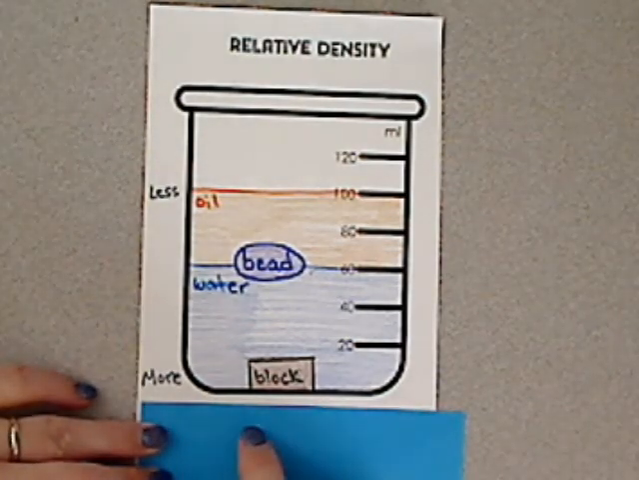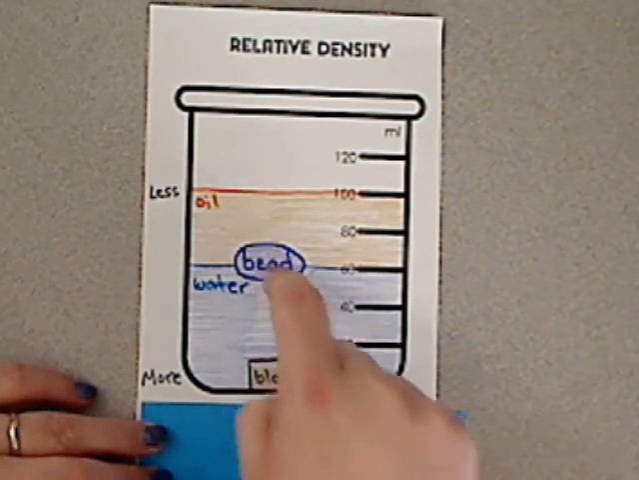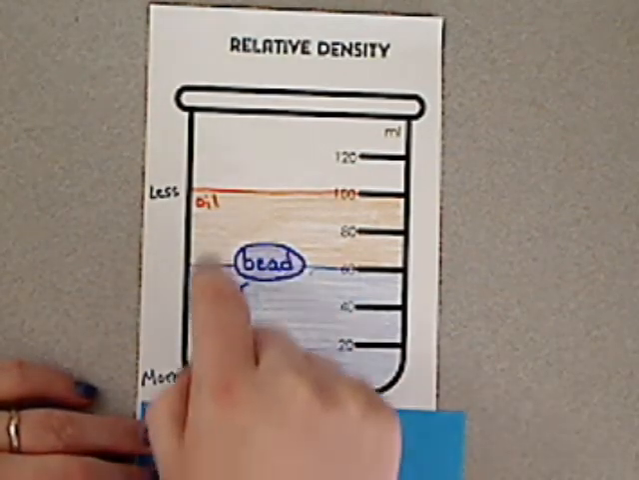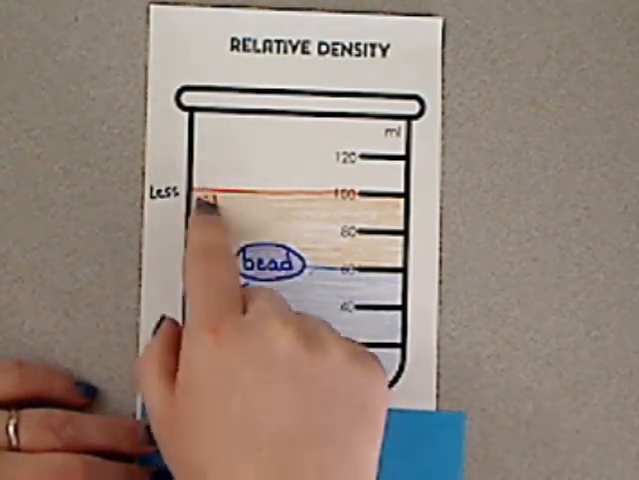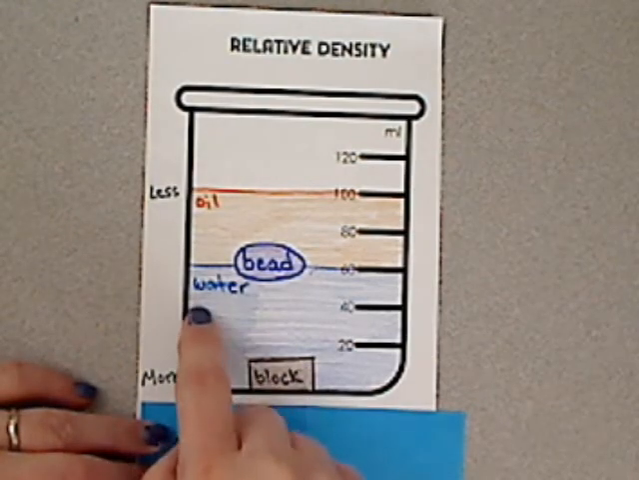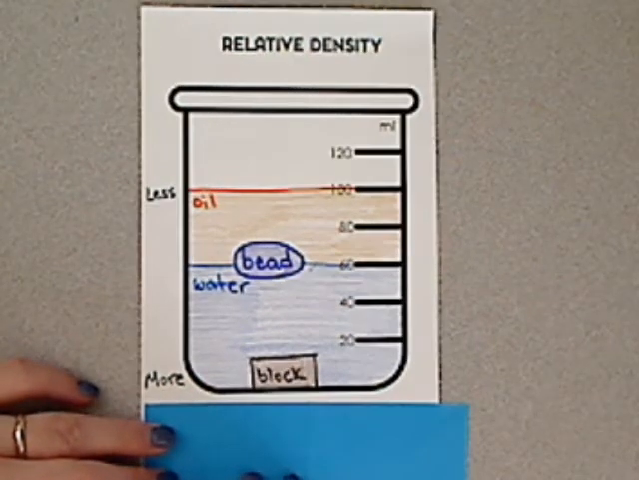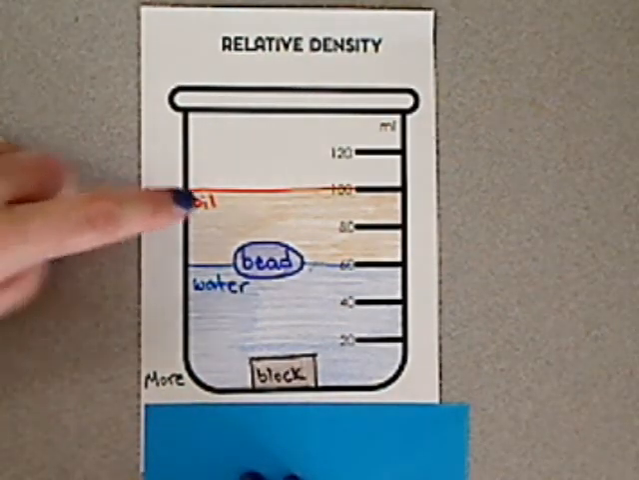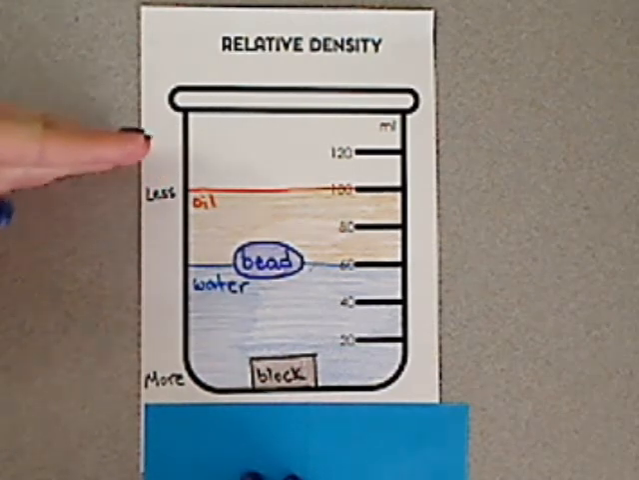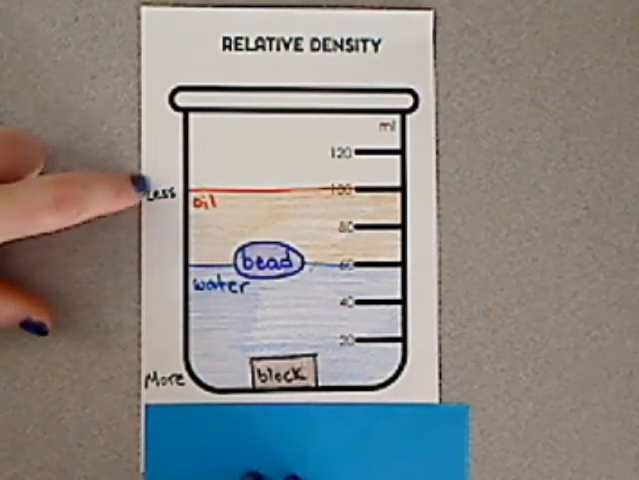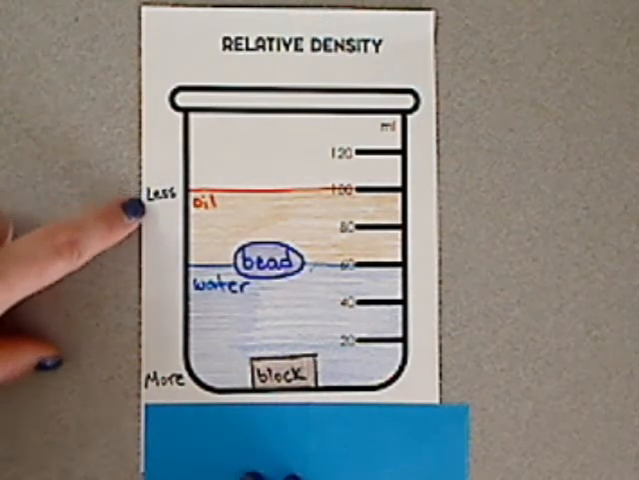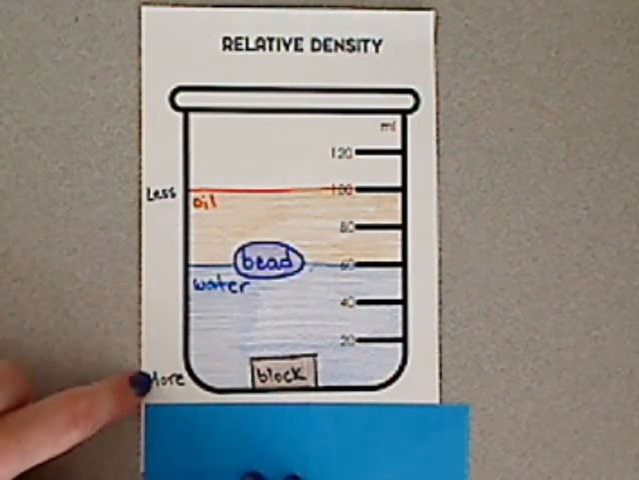And there are 2 objects and 2 liquids. Okay, we have a block, we have water, we have a bead, and we have oil. Now, the biggest thing that you have to remember when looking at relative density is that the more it floats, the more towards the top of the liquid you get, the less dense it is. And the deeper you go into the liquid, the more dense it is.